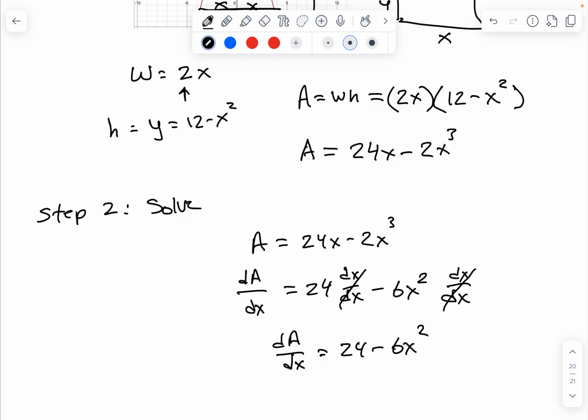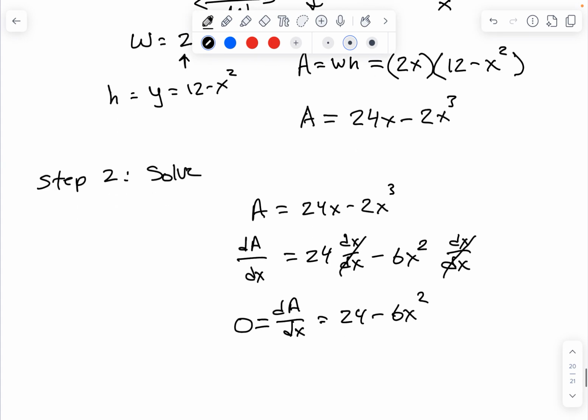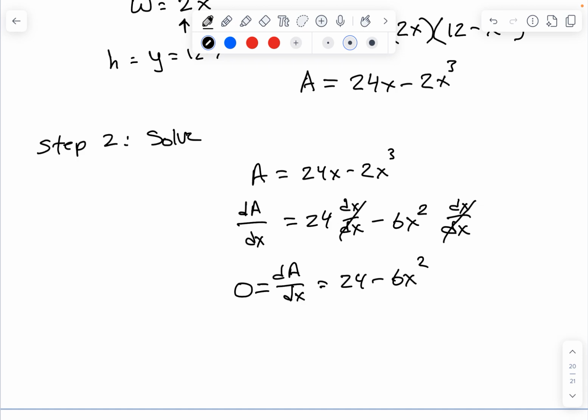And to maximize the area, we take the derivative and we set it equal to 0. We don't want there to be any more change to the area which we were finding. We want to find the maximum. So it's changing all the way to the max, stop it. So we're going to set it equal to 0, because we want to find our critical points. That's another way of saying it. Probably should have started with that. My bad, guys.